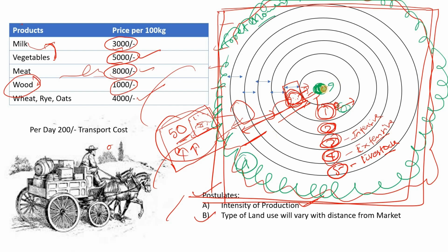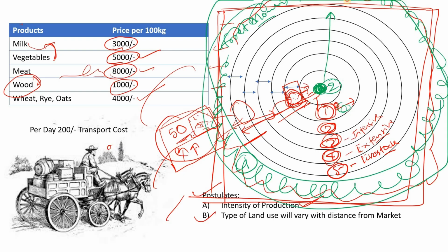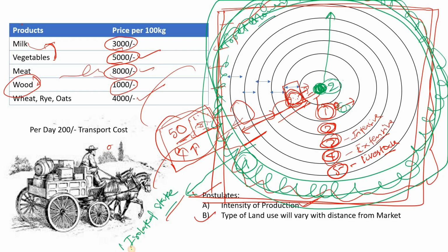This is assumption number 2. And what is the third assumption? You can just guess it. He is saying the fertility is equal over the entire region. The fertility, the plain, the area is plain everywhere. So he says, first of all, this is an isolated state. This is assumption number 1.